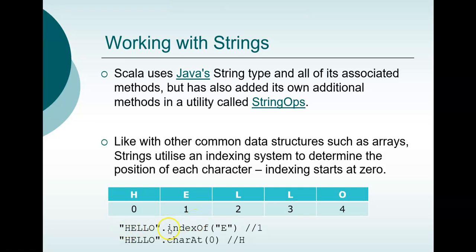So for example, when you say indexOf E, which means the first E that appears in the string will be at location 1, since H will be 0 and E will be 1. If you want to know the character at location 0, we use the charAt, which is going to give us H. So these are some ways that we can manipulate the characters within a string.